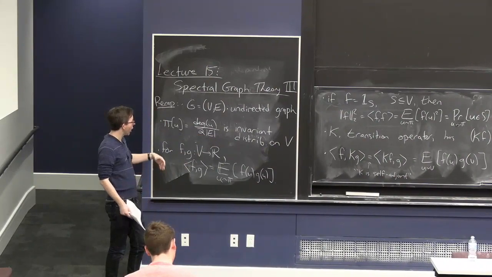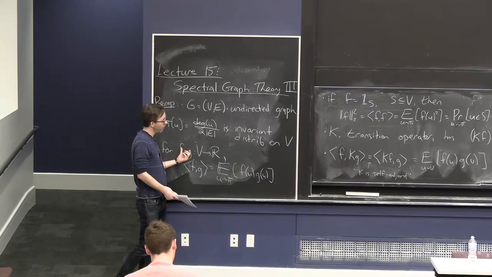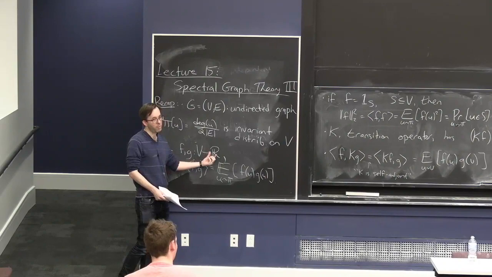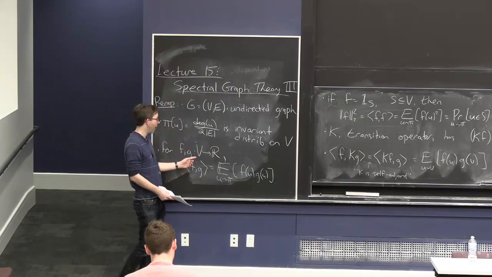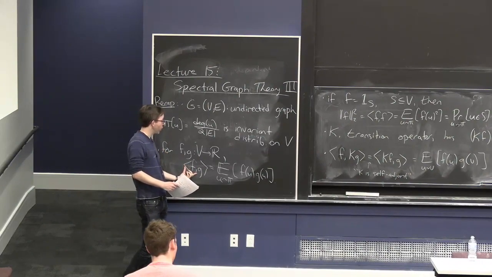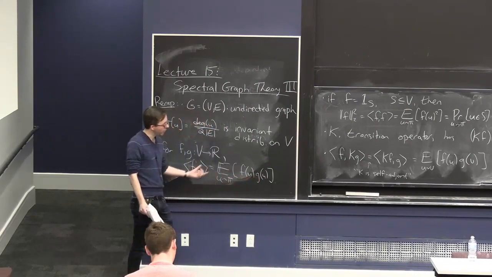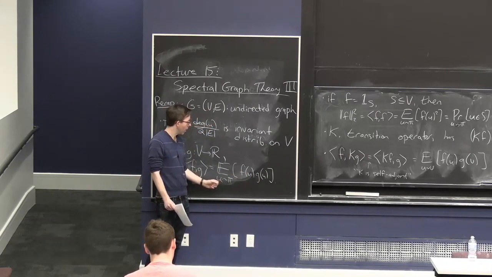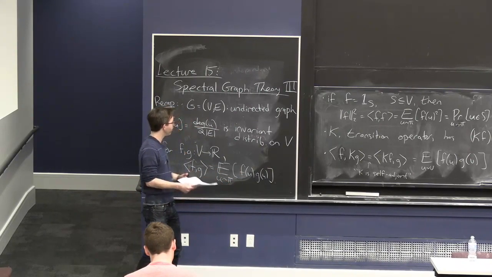We also have this linear algebra setup. We're always thinking about functions mapping vertices to real numbers, which we can also identify with vectors of height n, if there are n vertices. And we have the special inner product for two functions, which is kind of like the correlation between the two functions f and g, or the average value of f of u times g of u, but taken with u being drawn from the stationary distribution.